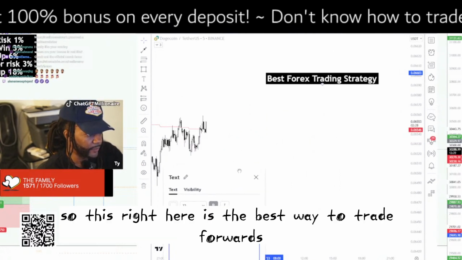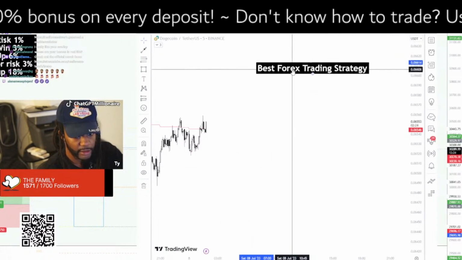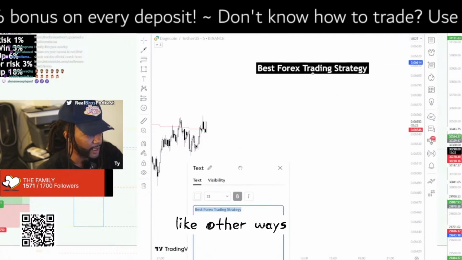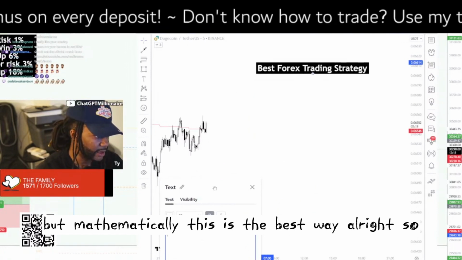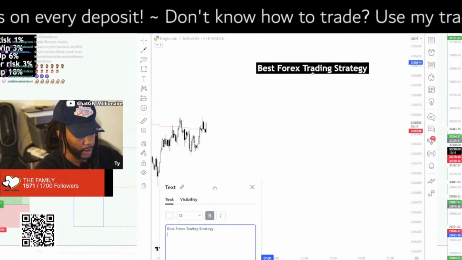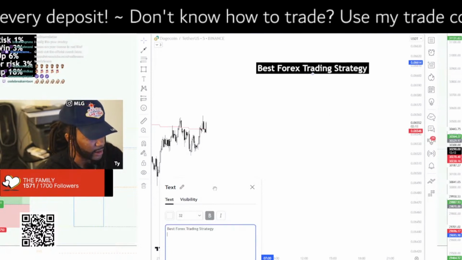So this right here is the best way to trade Forex. This is the best way. Like, there's other ways, but mathematically, this is the best way. All right, so kind of went to earlier. You want to think about it like this.